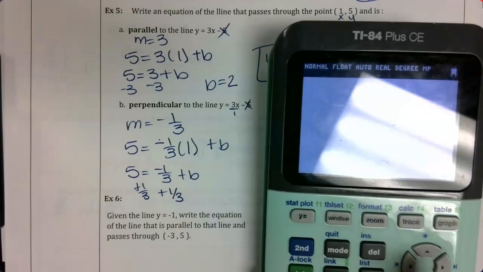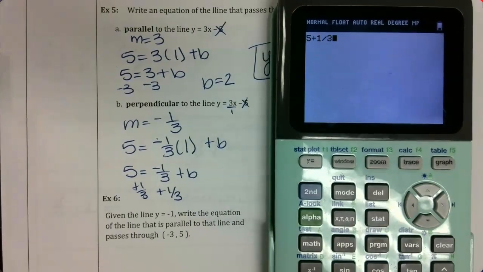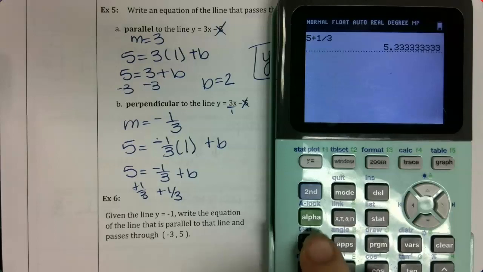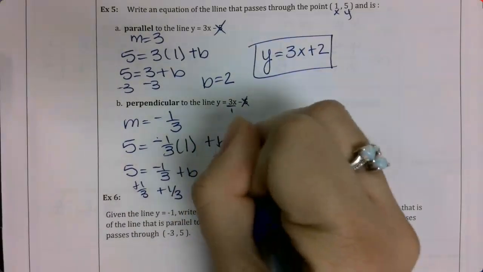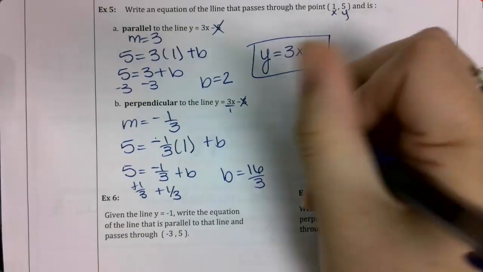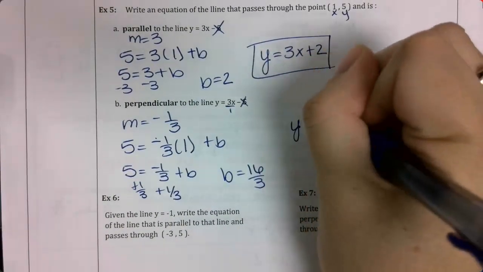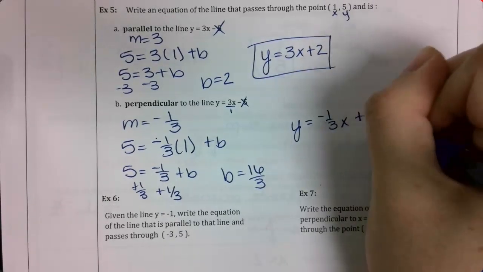So what I can do is I can do this on my calculator. I can do 5 plus 1 divided by 3. It gives me a decimal, but if I press math and then enter twice, it turns it back into a fraction for me. So I get b is 16/3. Plugging into my equation, I get y equals negative 1/3 x plus 16/3.